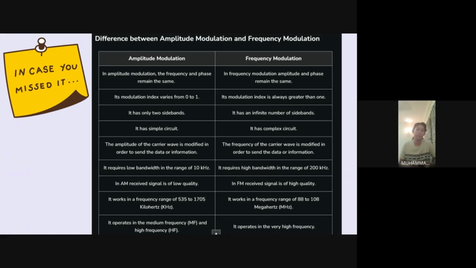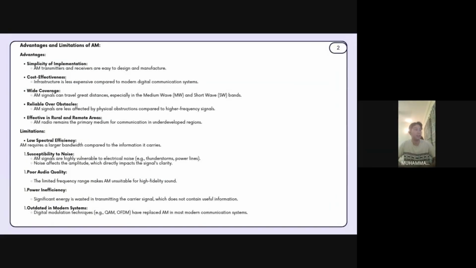Okay, on to the next slide. The last slide of my part is the advantages and limitations of amplitude modulation. The advantage is simplicity of implementation. Like I said, the infrastructure to build the system is very simple, so it's easy to design and manufacture. And cost effective. Of course, it costs less because it's not complex like frequency modulation. And wide coverage. The signal can travel great distances, especially in the medium wave and short wave bands.